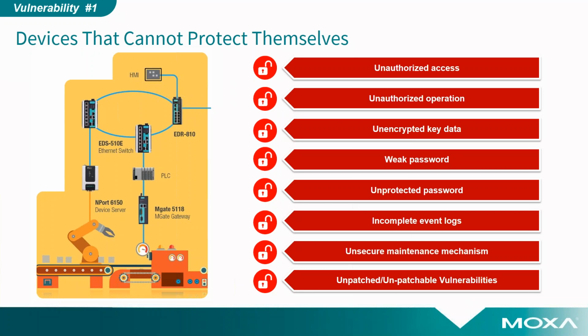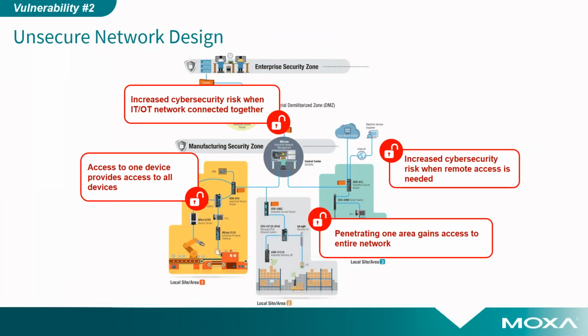Unsecure maintenance mechanisms. You've got vendors setting up backdoors into your network in order to access and monitor or maintain equipment, often on your behalf, that isn't set up properly to secure your network. And finally, unpatched or unpatchable vulnerabilities.